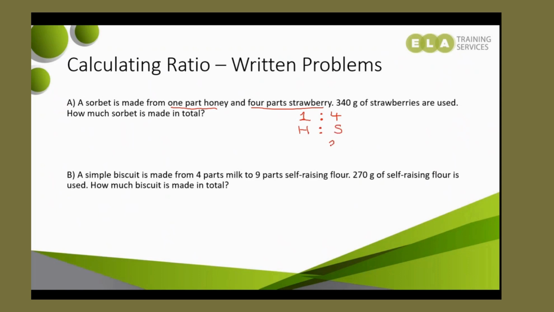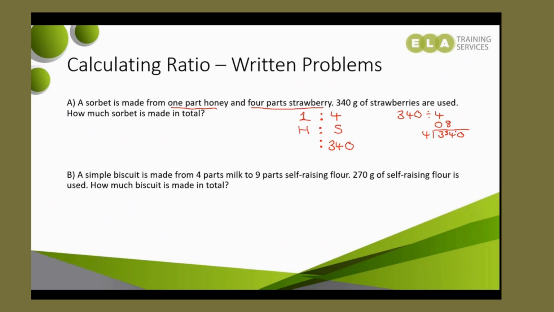340 grams of strawberries are used. So we know that 340 is 4 parts. So to get 1 part, 340 divided by 4, what we're going to do is we're going to put that into bus stop. 3 into 4 doesn't go. So we're going to carry 3 into 34.